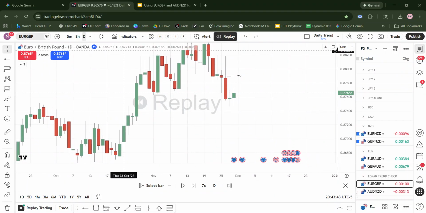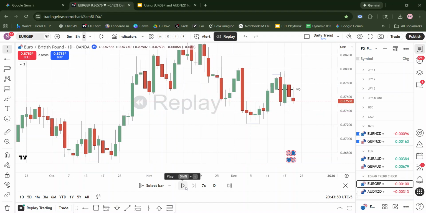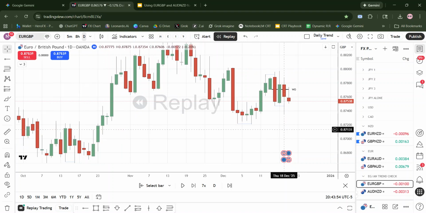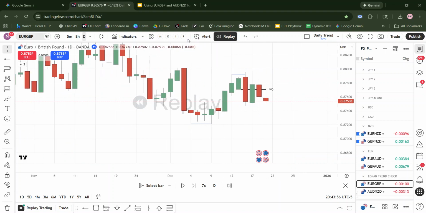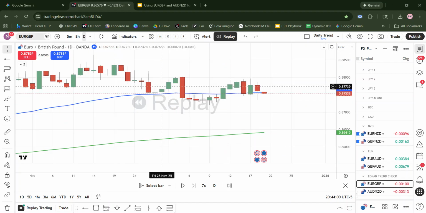Let me go back to Euro Pound. I'm going to let it play a little more through December. I don't want to get too close to Christmas. Yeah, that's fine right there. All right, so let's see here. Trend.